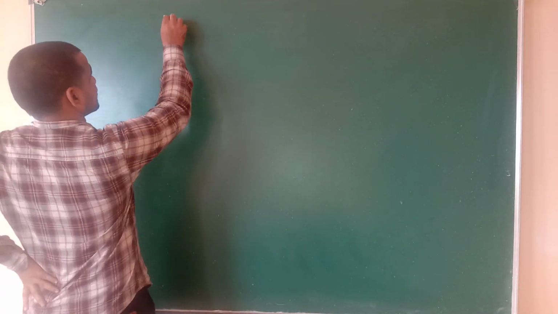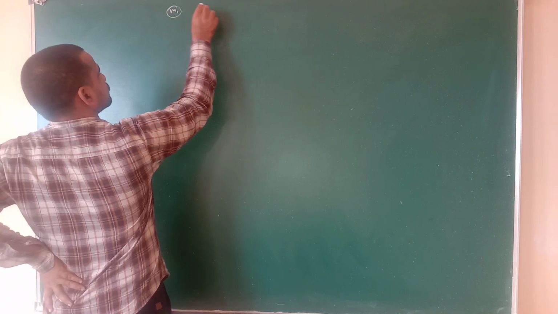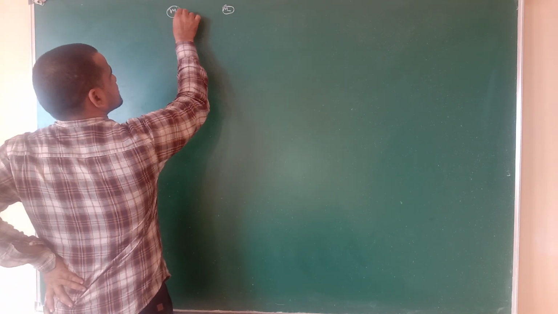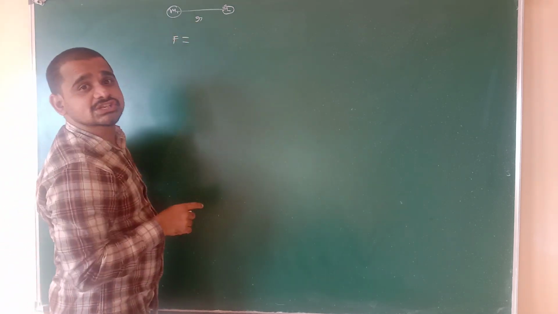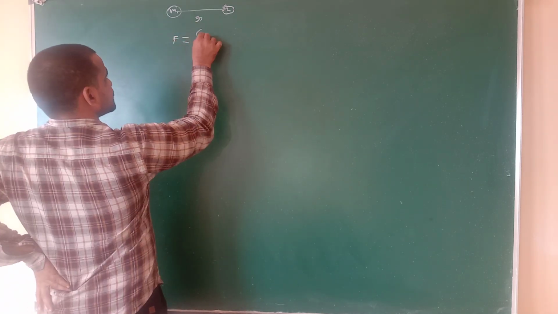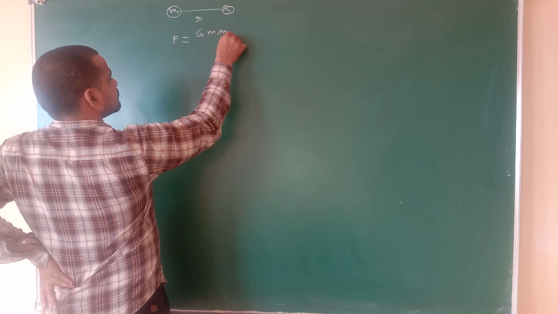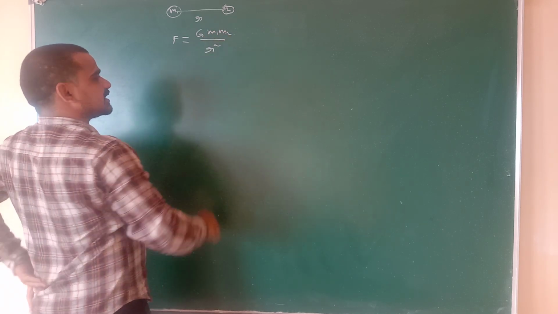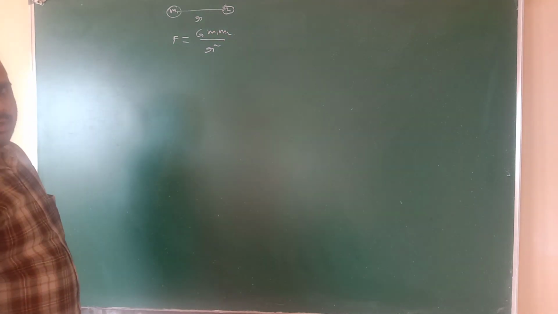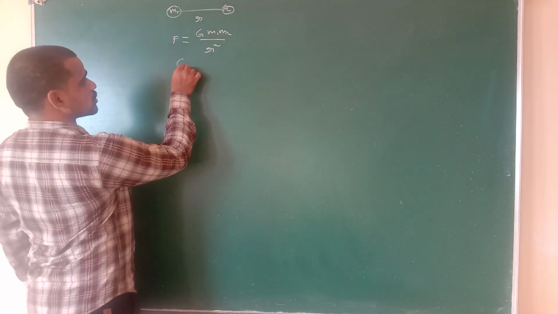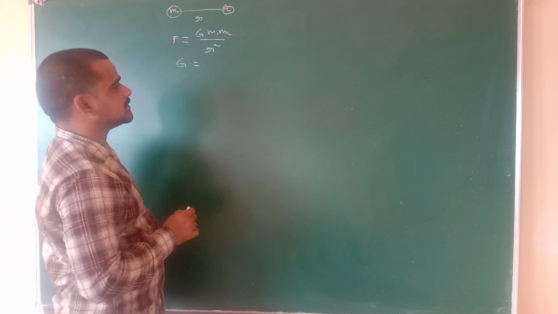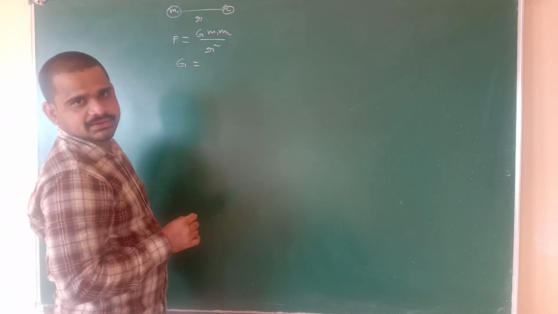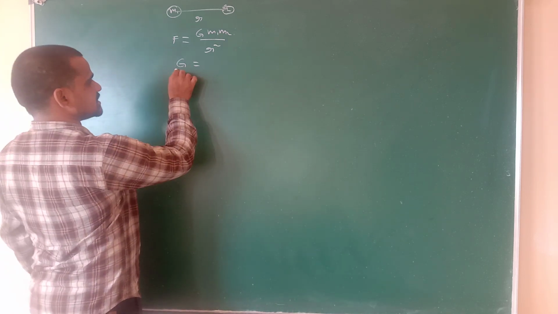What is the gravitational force between the two masses M1, M2 separated by distance R? The force of attraction, this force is gravitational force, is always G M1 M2 by R square. Here G is the gravitational constant, 6.625 into 10 power minus 11 Newton meter square per kg square. So that is the G value.